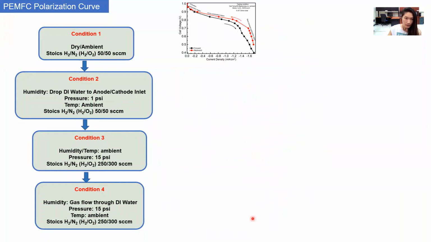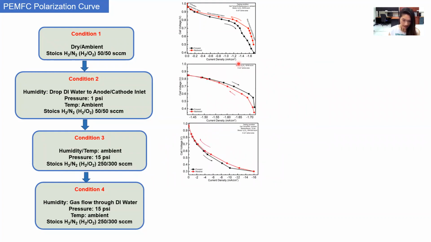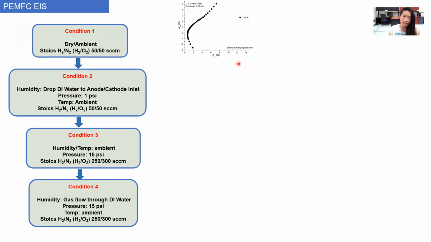This is our polarization result. At dry ambient conditions, the performance can reach 1.6 milliamperes per centimeter squared. And after we humidify the gas, increase the back pressure from 1 to 15 psi, and also increase the flow ratio, the performance reaches 0.2 milliamperes per centimeter squared.